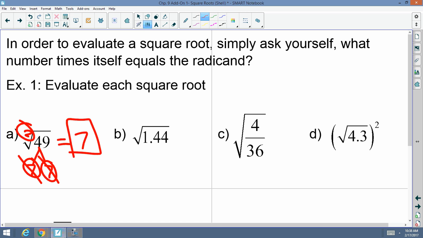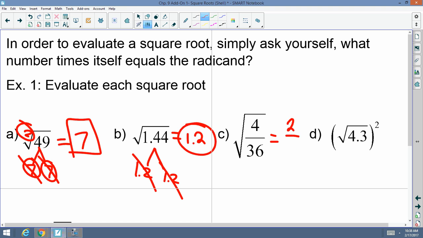Now, 1.44, you may say, whoa, that's tough. No, it's not. Think about it like this. This is 12 times 12, which is 144. But if I have 2 decimal places, how did I get 2 decimal places? 1.2 and 1.2. So I have a 1.2 and a 1.2, 2 of the same value, so it comes out as 1 of that value. Every set of 2 numbers or variables comes out as 1 of those variables or numbers. The square root of 4/36 is 2/6, which then will equal 1/3.